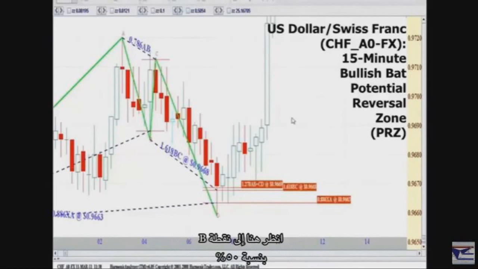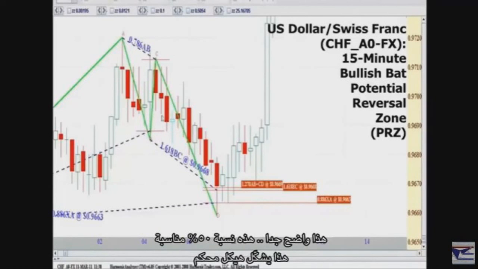And just look at the B point right here. It's at a 50% level. That's really crisp. That's a nice 50% level.